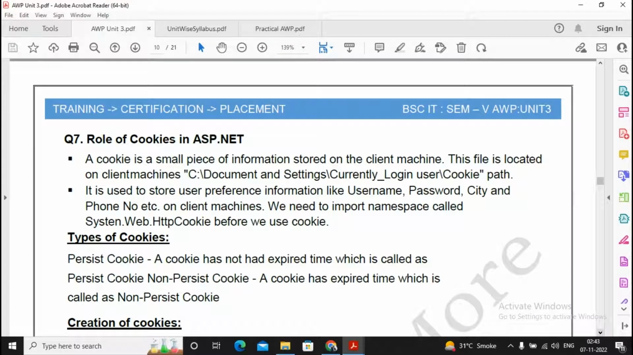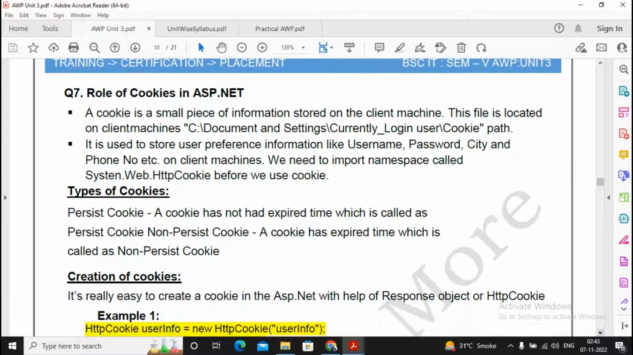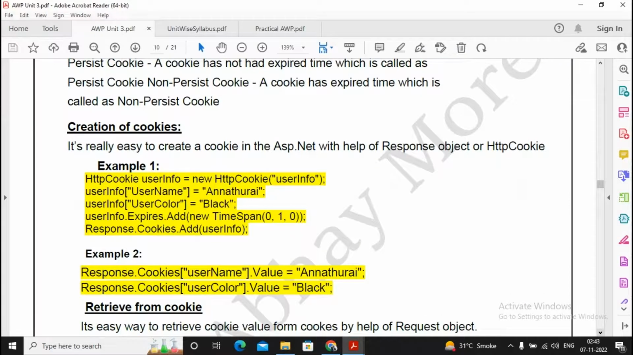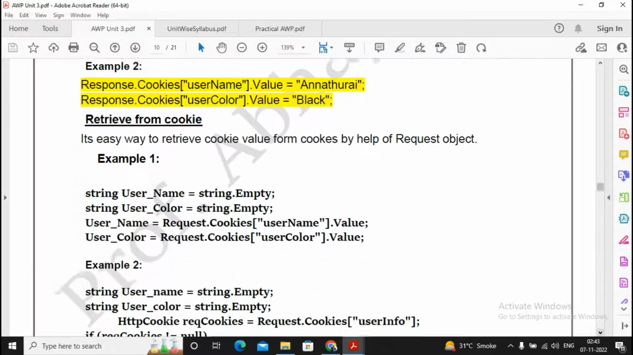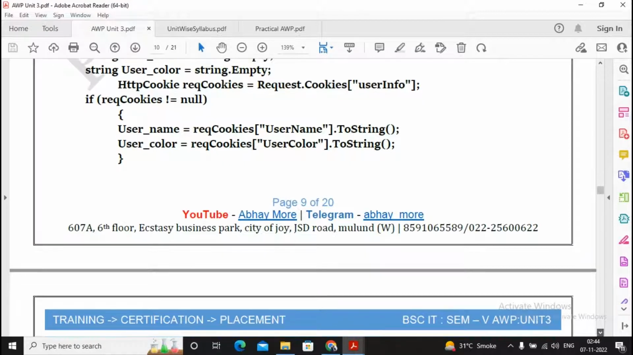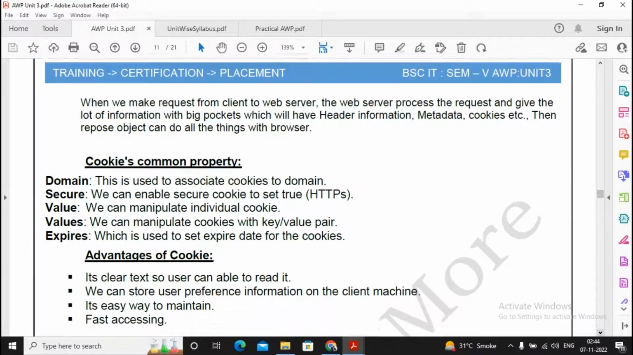The next question is the role of cookies in ASP.NET. This is an important question, so please prepare it nicely. They might ask you to explain a few methods of cookies also. The students who opted for enterprise Java will find that cookies are the same in Java also, but the syntaxes are different. So do not write the syntaxes of enterprise Java; please write the syntaxes of ASP.NET here.